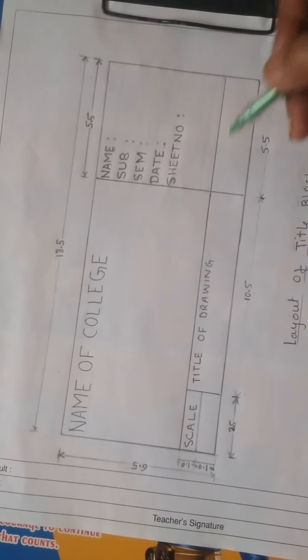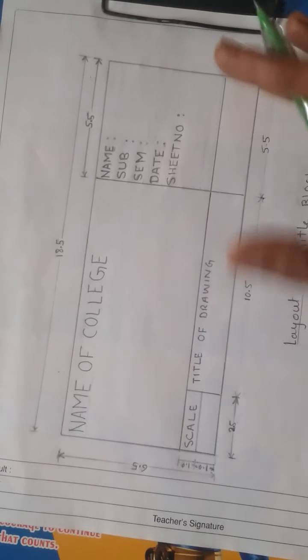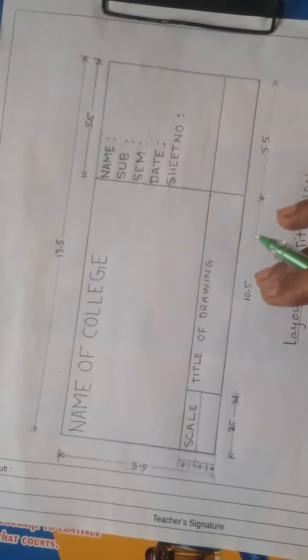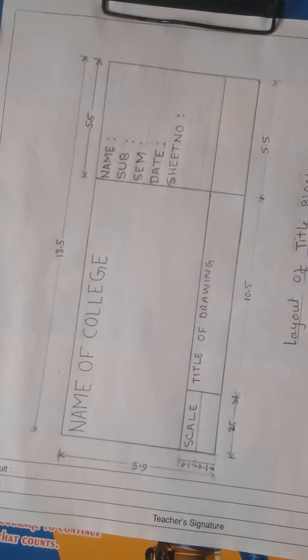In the beginning I told you that the title block consists of information which varies from company to company, and in each drawing sheet this title block will be drawn on the bottom right corner of every drawing sheet. So if this is the drawing sheet, then this title block will be drawn on the bottom right corner of the drawing sheet. So this is all about the title blocks.